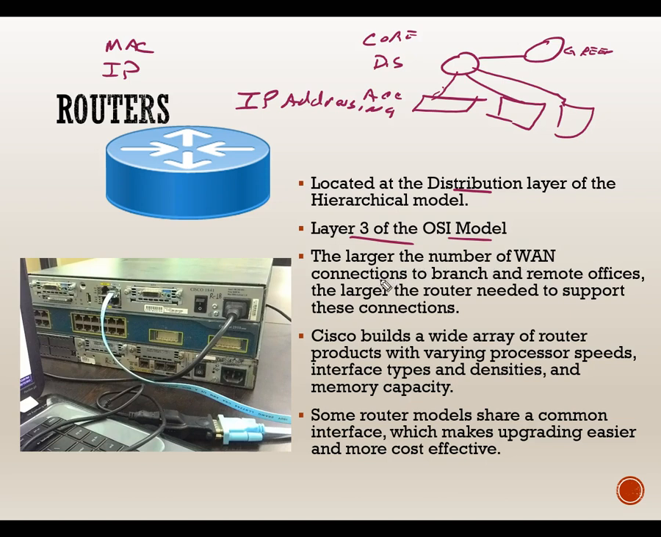The larger the number of WAN connections to the branch and remote offices, the larger the router needed. No real revelation in that statement: the more connections, the more traffic we have, the more capable device that we need. There is a wide variety of routers with varying processor speeds, interface types, densities, memory capacities, and price, because as we move up in the world, we're going to pay more for them. They share a common interface, which makes upgrading easier and more cost effective.